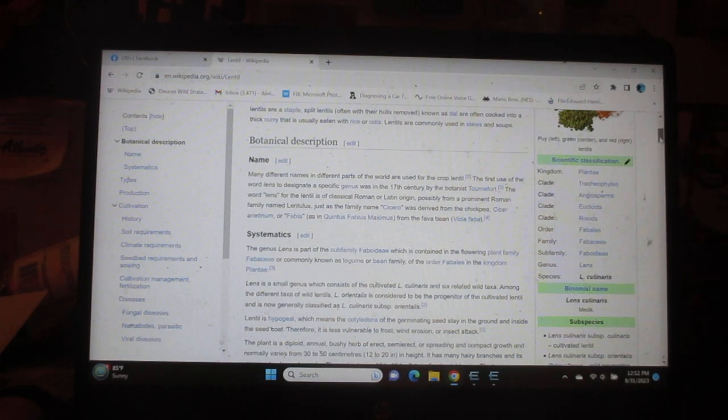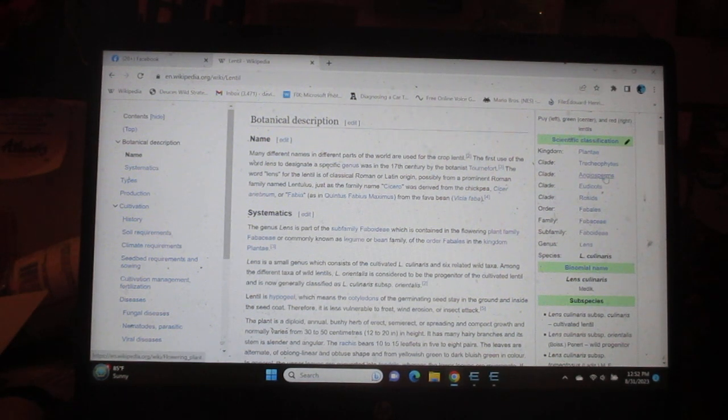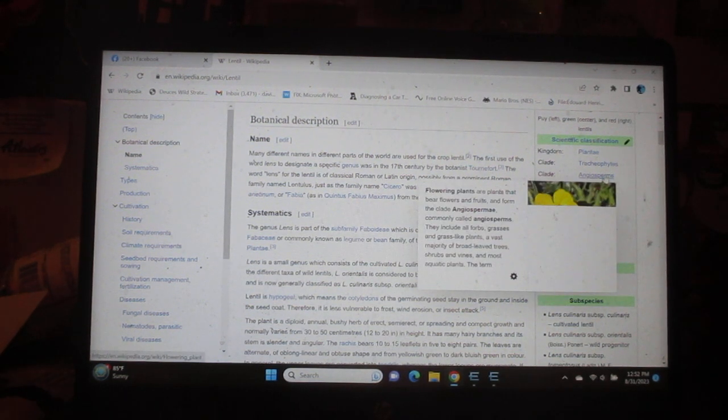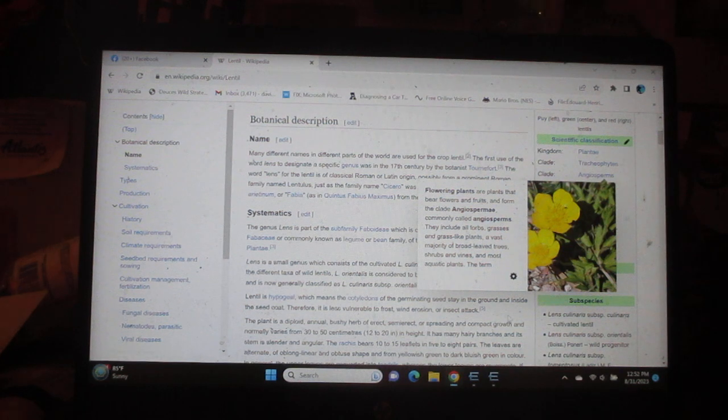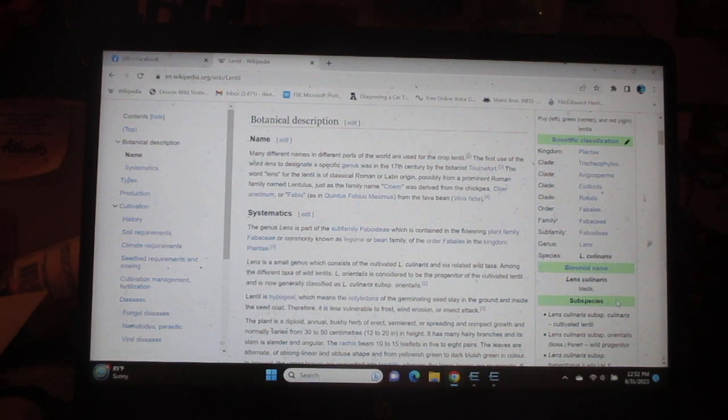Botanical description. Name. Many different names in different parts of the world are used for the crop lentil. The first use of the word lens to designate a specific genus was in the 17th century by the botanist Tournefort.